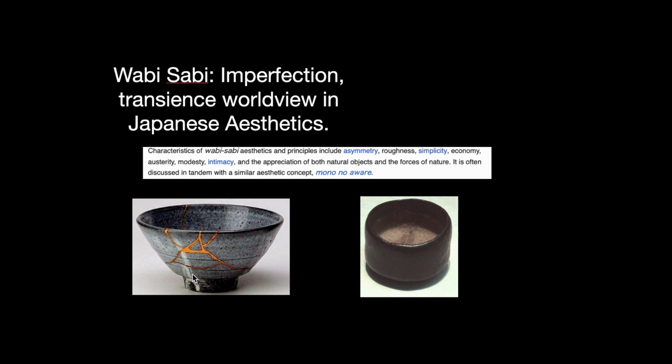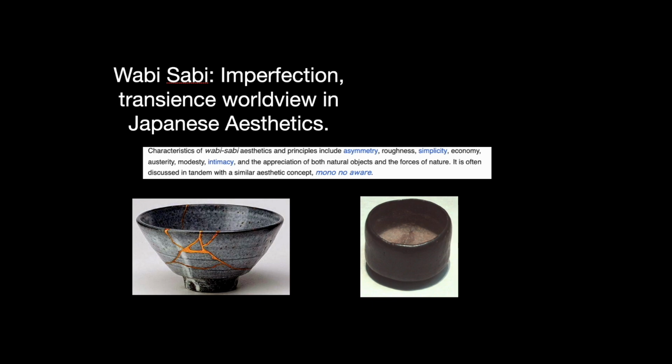Wabi-sabi is a word that means imperfection or transience. It's a worldview in Japanese aesthetics, wabi-sabi. Wabi-sabi principles include asymmetry, roughness, simplicity, economy, austerity, modesty, intimacy, and the appreciation of both natural objects and the forces of nature. It is often discussed in tandem with a similar aesthetic concept, mono no aware.